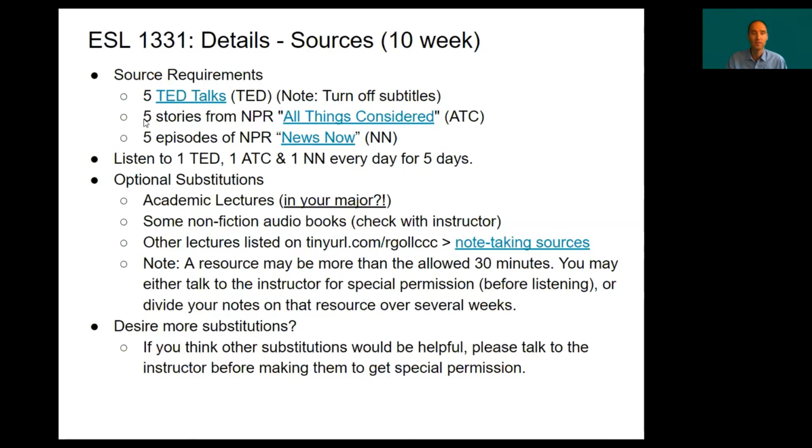You're going to need to listen to 5 stories on NPR. That's NPR's All Things Considered, which I usually abbreviate ATC, okay? And those are news, and it's one story the entire time you're listening, usually about 5 minutes, give or take. You're also going to be listening to 5 episodes of NPR News Now, which I abbreviate NN. If you listen to the radio, a lot of radio stations at the top of the hour, like at 8 o'clock, 9 o'clock, 10 o'clock, will have a brief 5-minute news update.